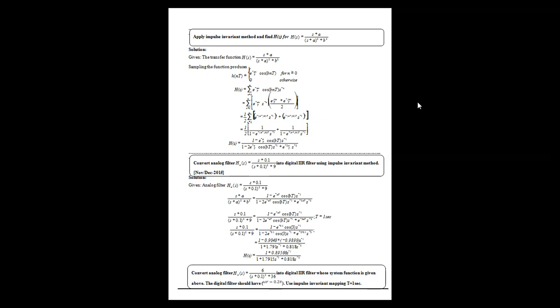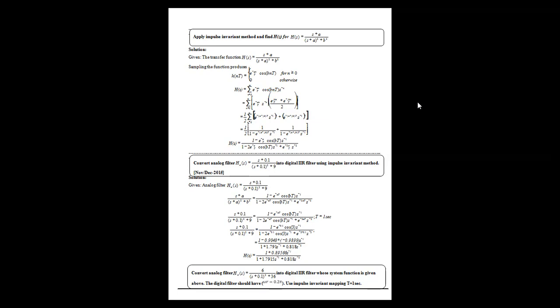So what will happen? 1 minus e power minus 0.1 cos of 3 t. What's the value of t over here? If t is not given, we can make an assumption that t is equal to 1 second. So cos of 3 z power minus 1 divided by 1 minus 2 e power minus 0.1 cos of 3 z power minus 1 plus e power minus 2 into 0.1 z power minus 2.